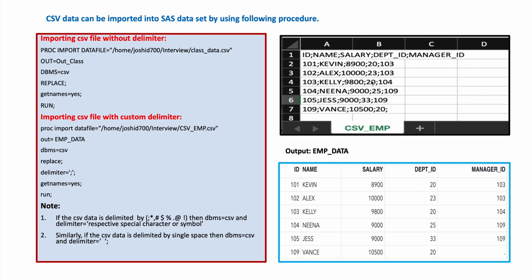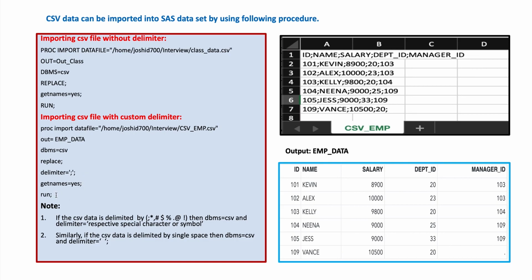In such a scenario, we use the second set of code. Proc import datafile, provide the data source location with extension, the output SAS dataset name, dbms csv, replace. Delimiter is here; inside the code we use semicolon. Because in this example, the custom delimiter is semicolon, that's why we use delimiter equals semicolon inside the code. Getnames yes and run.